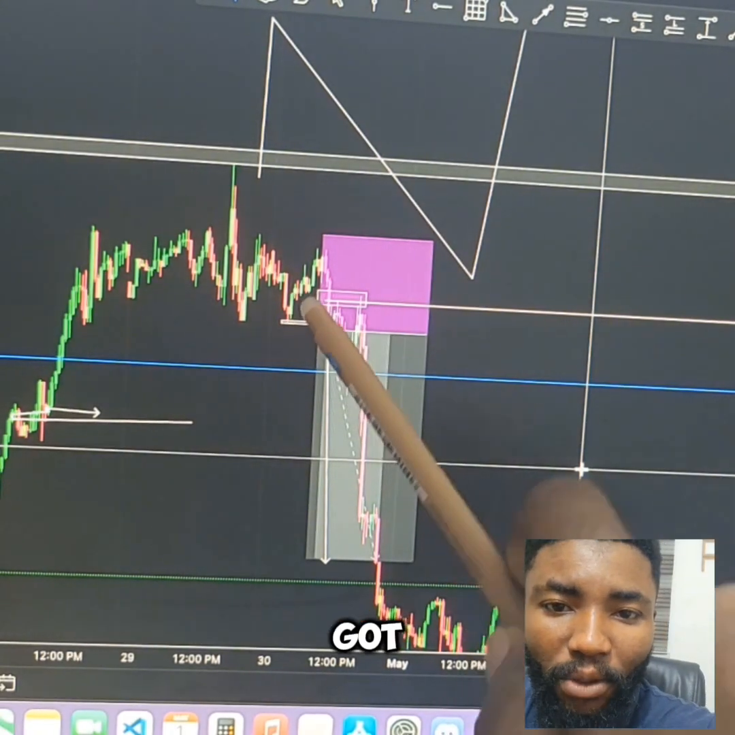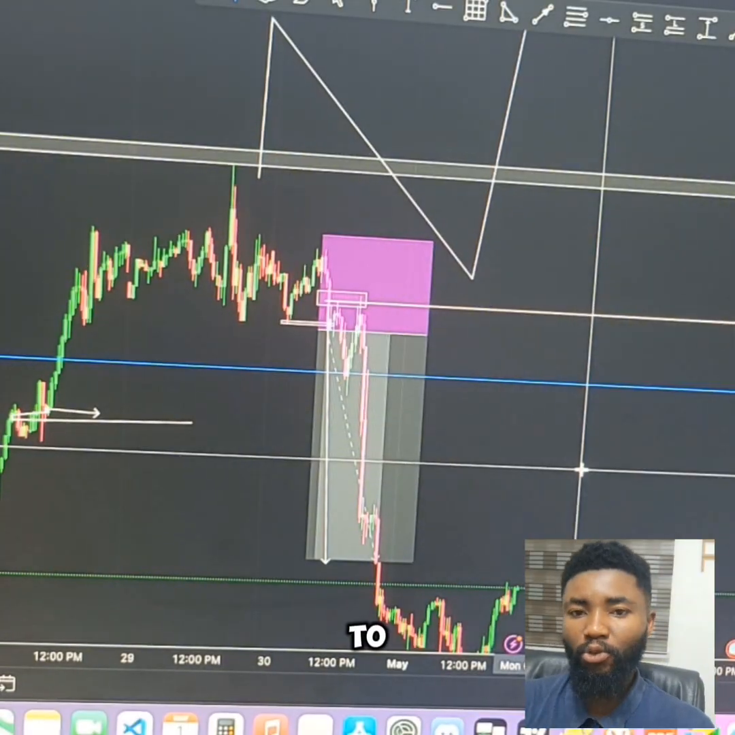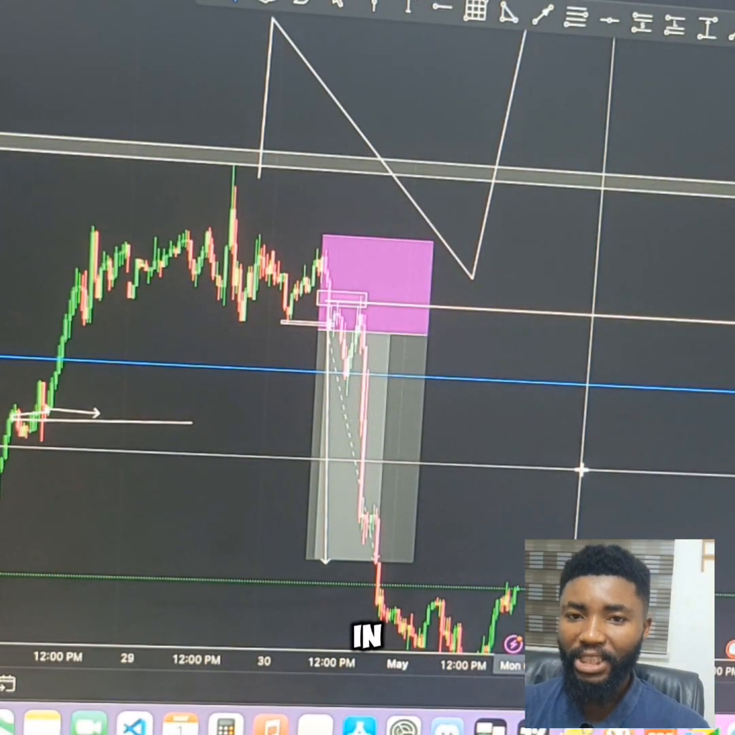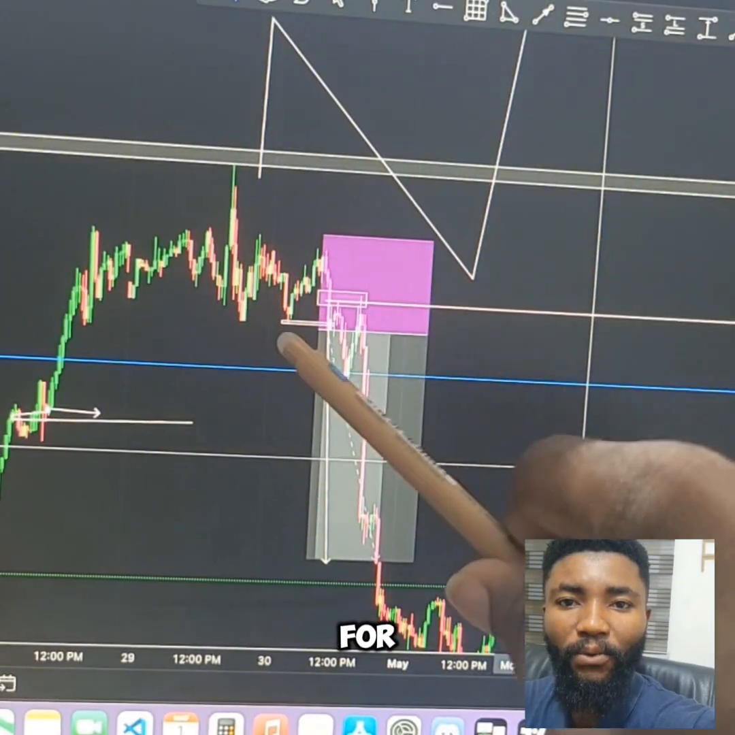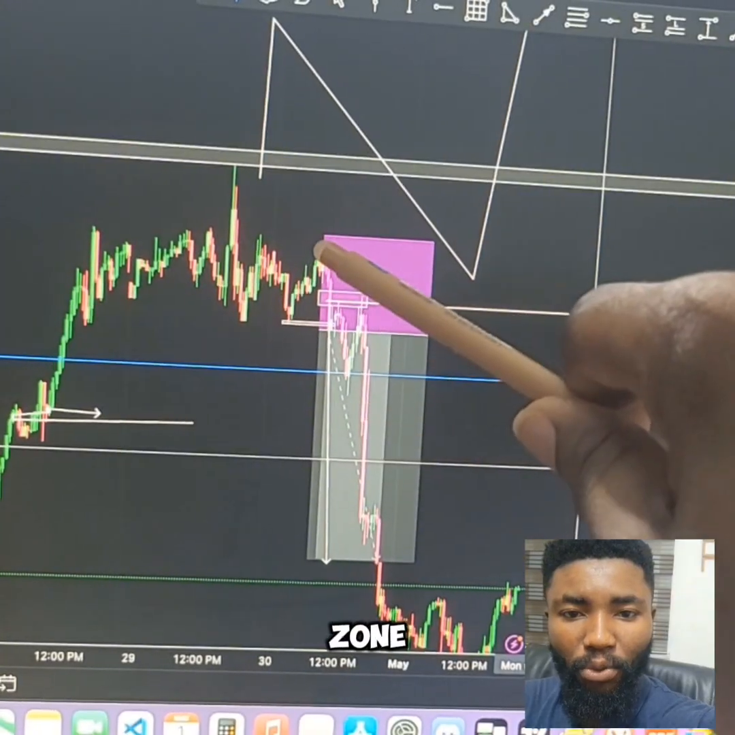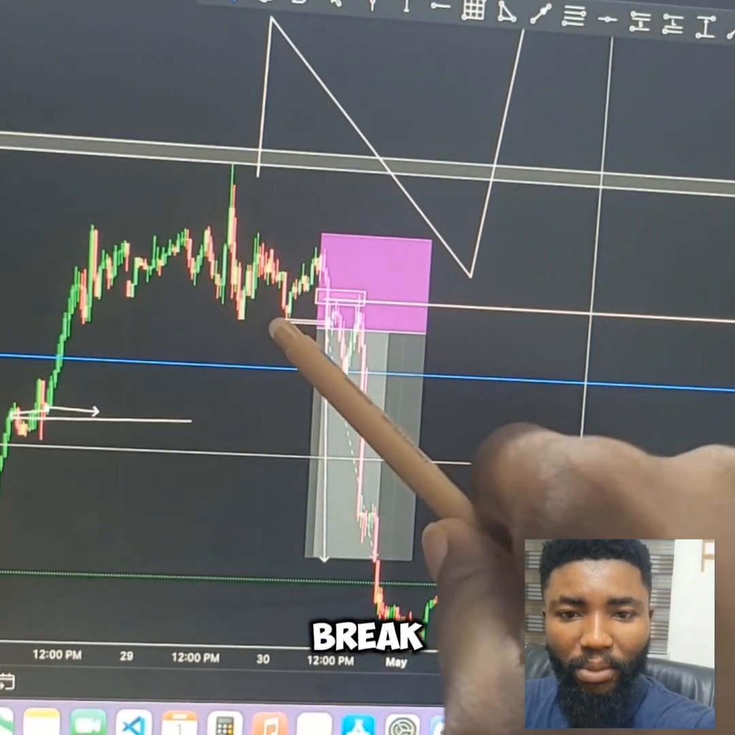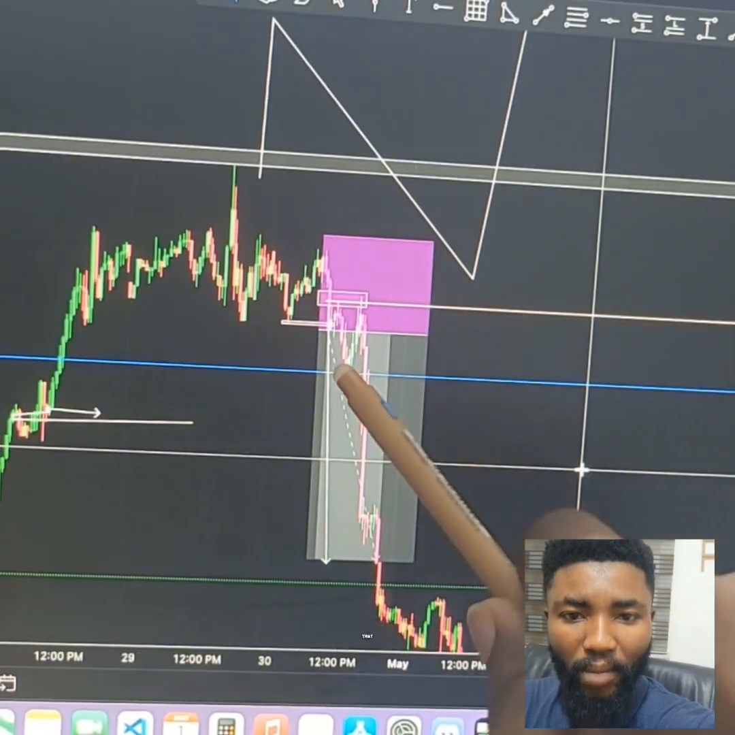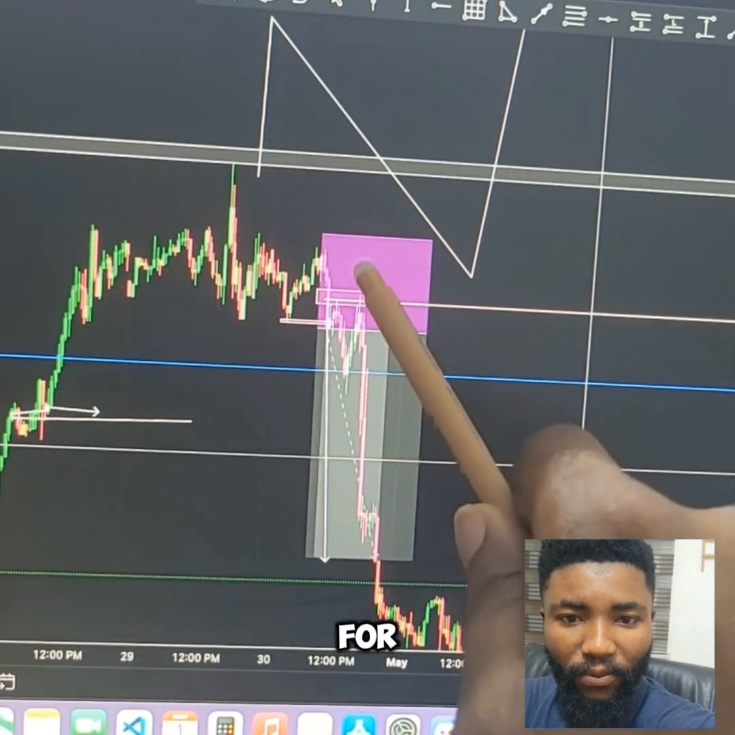So when price got into that zone, I waited for sellers to start to show me that they are now in charge. How do I do that? I waited for that shift in structure. So when price came to this zone, I waited for that break. I waited for price to break this low. When price violated that low, all I did was to wait for that pullback.